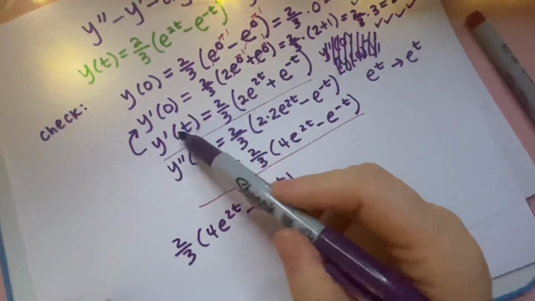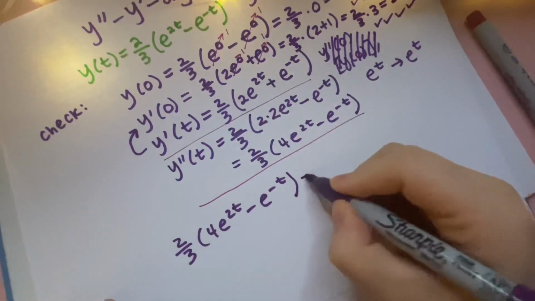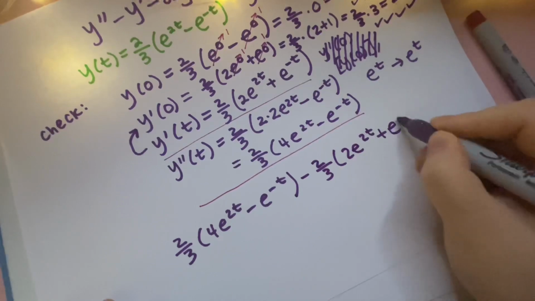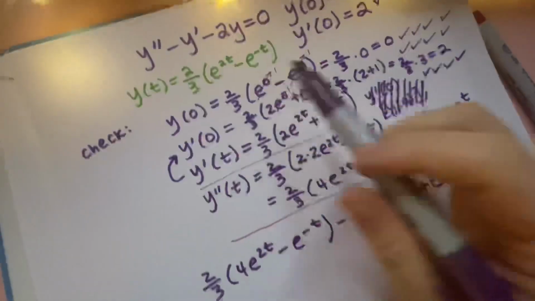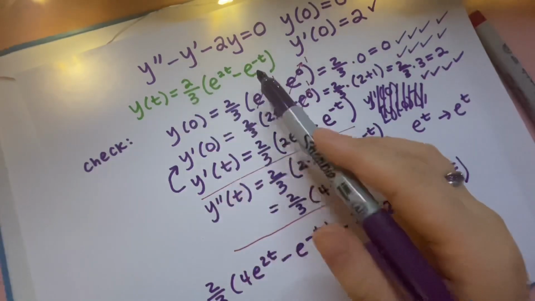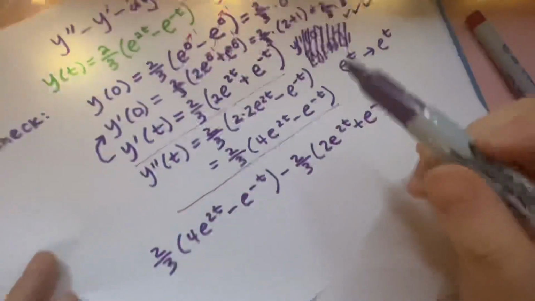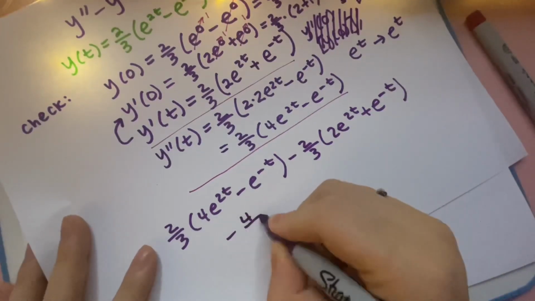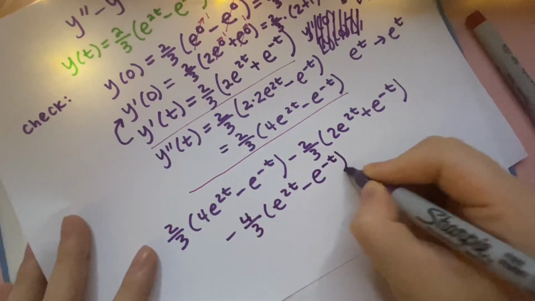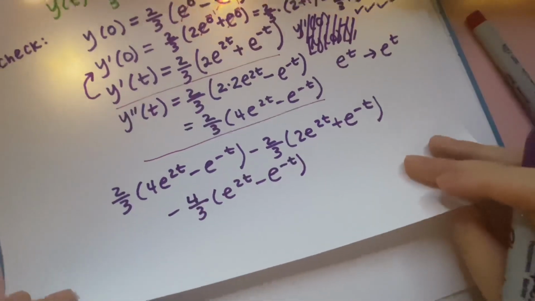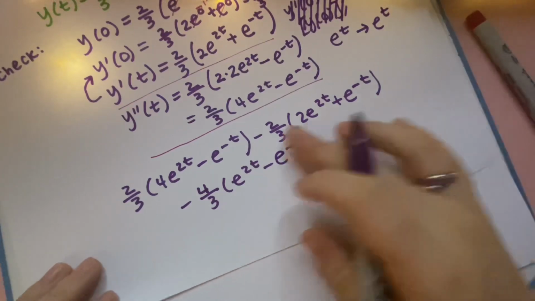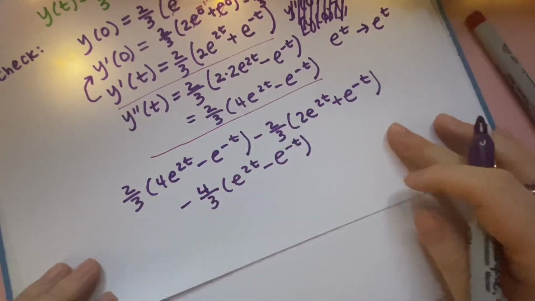minus, where are we? Minus y prime, so that's just this one. And then minus 2 times y, so that's minus 2 times this original function, and 2 times 2/3 is 4/3. So I'll just go ahead and do that. So remember that we are trying to check our answers. We're not just going to write this equals 0. We want to actually somehow simplify this to equal 0.